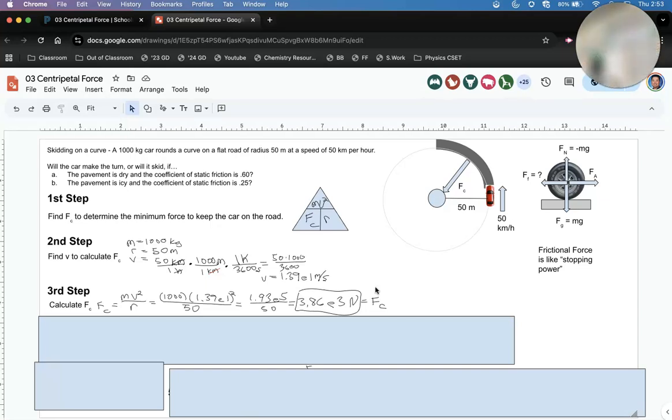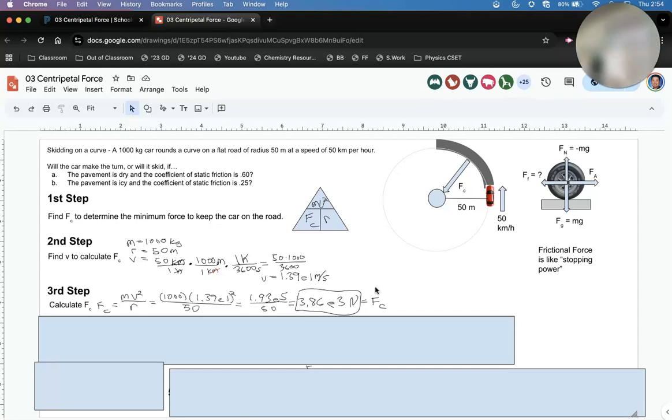So what we found, class, is not if the car is going to skid off the road or not. What we found was how much force is necessary to keep the car on the track, because the car is turning. How much force is needed? And that force should equal the amount of frictional force our tires are giving off as they grip the road. Frictional force needs to equal centripetal force.